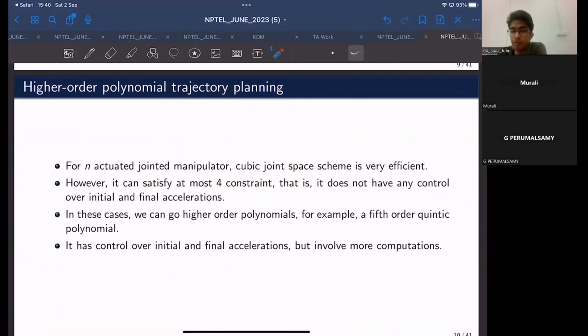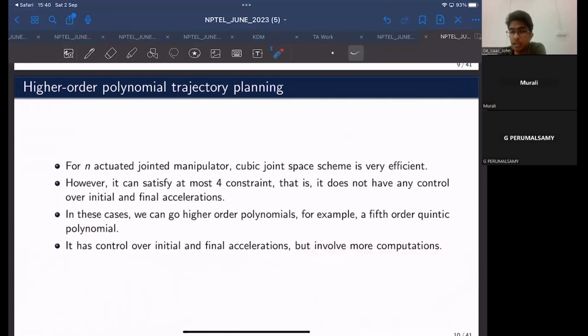Right? So if we desire to control the accelerations at the initial and final time, we can go for higher order polynomials. For example, what we have seen, the fifth order or quintic polynomial. It has control over initial and final accelerations in addition to positions and velocities. But obviously, it will also require even more involved computation.